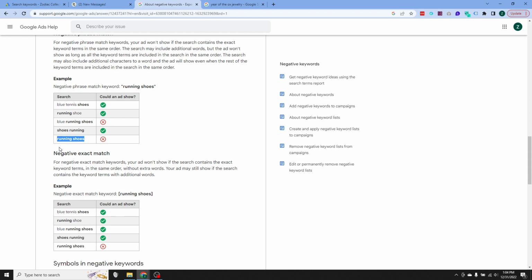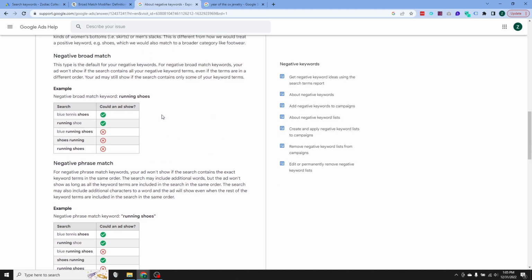Now you can see the order here is flipped, shoes running. It's still going to show. Running shoe is not plural, so it's still going to show. This is important because keywords now have this whole close variant thing going on where they'll show ads for plural searches and stuff like that, but negative keywords are still more specific. They don't work that way. So you can think of these as how keywords used to work, but to remove search terms from being associated with a keyword.